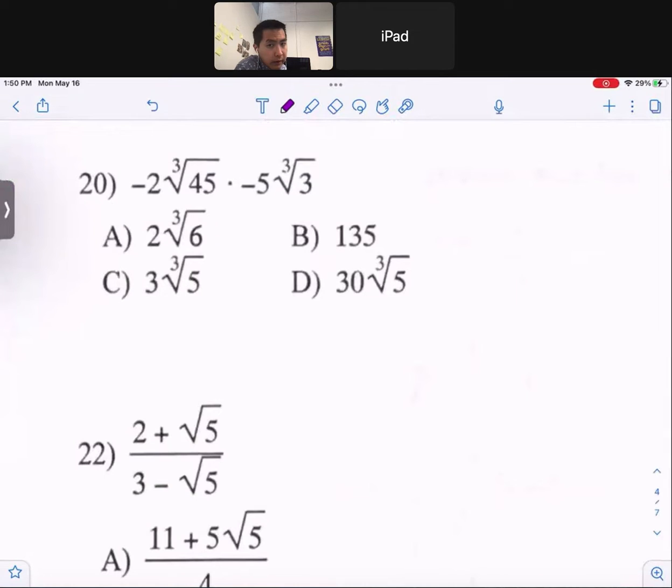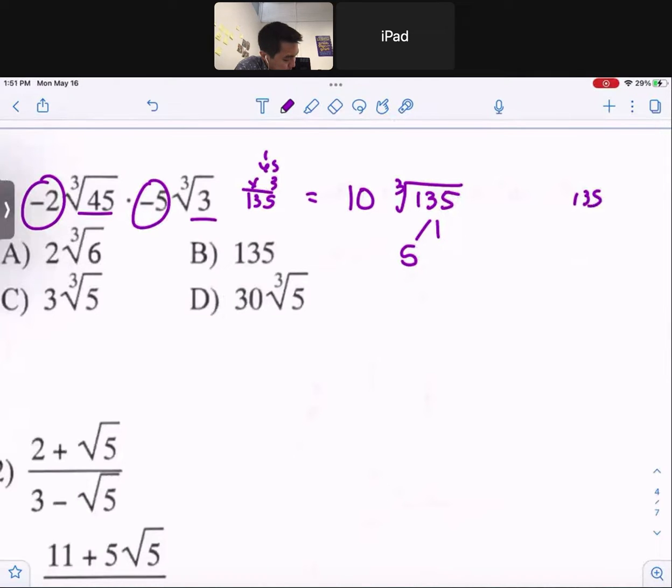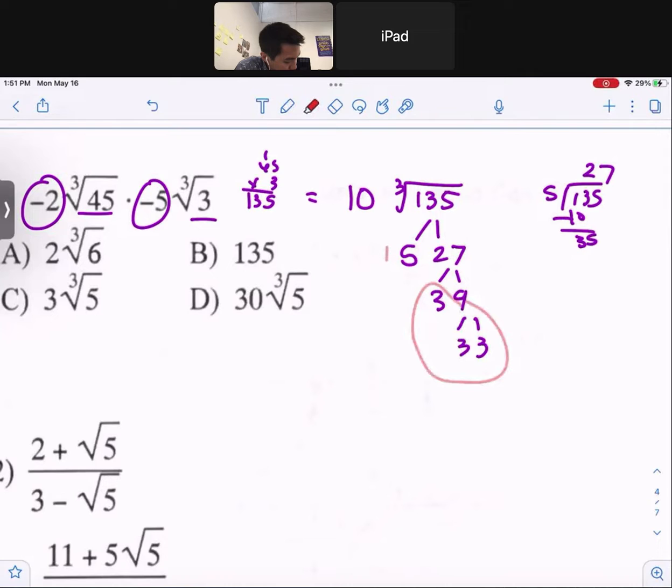20. So now what we could do here is, wait, can we do that? No, we cannot. So we gotta multiply these together. So outsides times the insides. Positive 10 cube root of 45 times 3, you guys. 135. And now let's break this down. Well, we know 5 can go into there. 5 goes into that 7 times. 27, 3 times 9, 3 times 3. We found a group of 3's and a leftover of a 5. So bring the 3's to the outside, so 3 times this 10 is 30 cube root of 5, which is D.